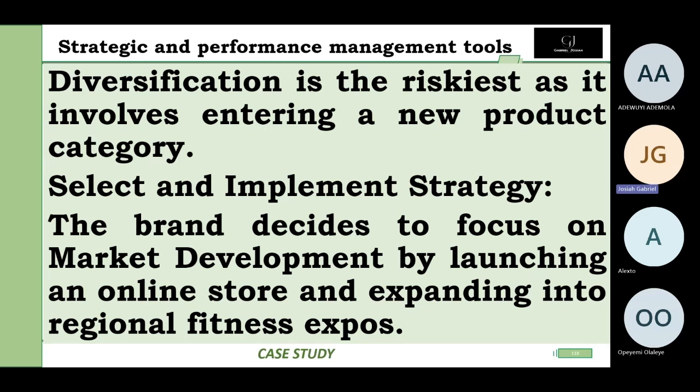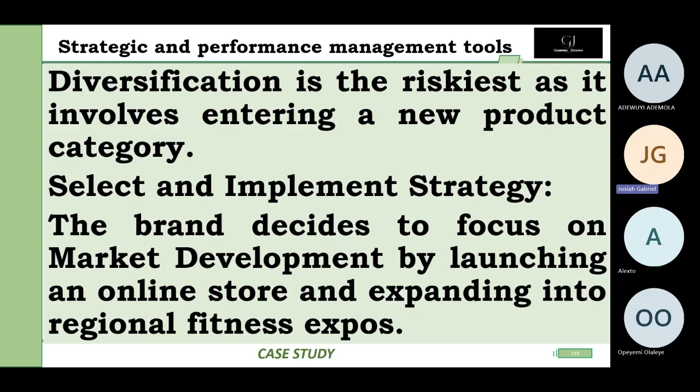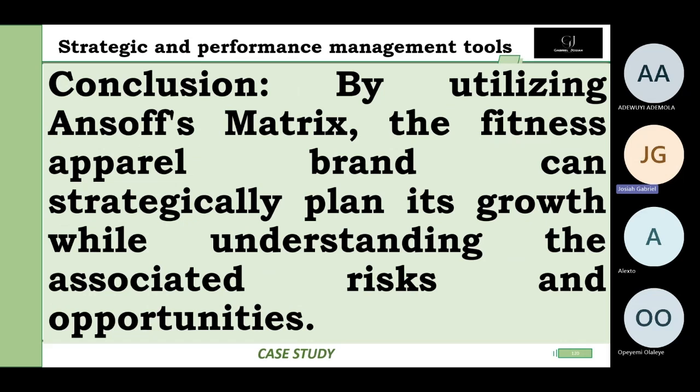Then you need to select and implement your strategy. The implementation is very important. The brand decides to focus on market development by launching an online store and expanding into a regional or central fitness expo. It also chooses product development by introducing the eco-friendly line in the next season based on its strategy. So in conclusion, with that example of the fitness apparel brand, the Ansoff matrix lets it strategically plan its growth while understanding the associated risks, threats, and opportunities.